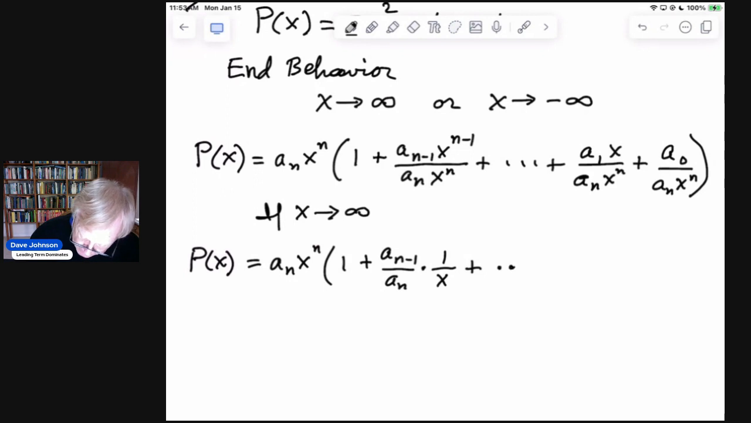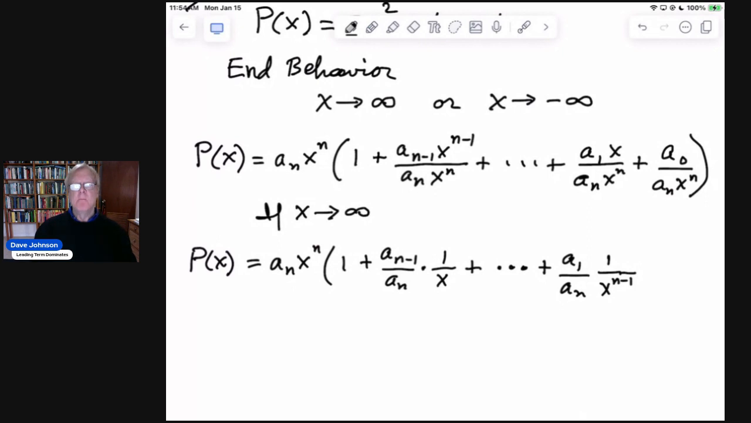Plus, dot, dot, dot. So we're doing this for all the terms. And then same for the linear term, a1 over a n. And then x divided by x to the n, well, 1 minus n. So we're going to get 1 over x to the n minus 1 downstairs. And then plus, and we've already got it, basically a naught over a sub n times 1 over x to the n. And I'm almost out of room there. Okay.